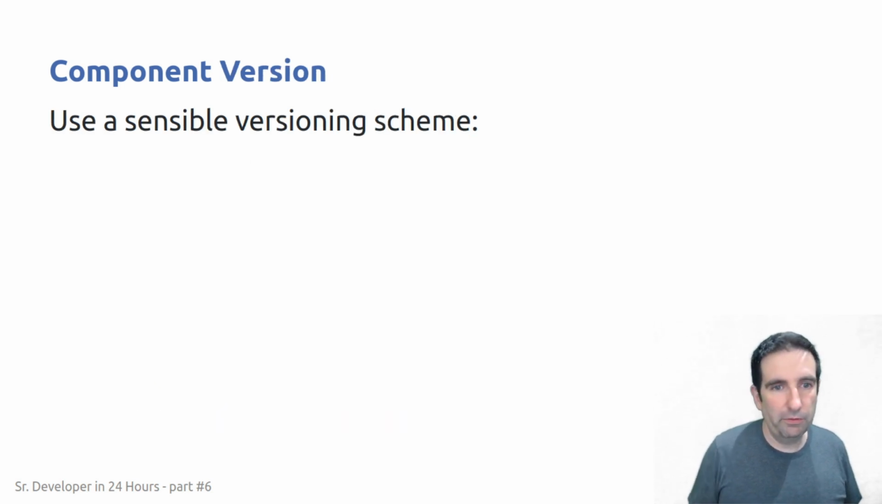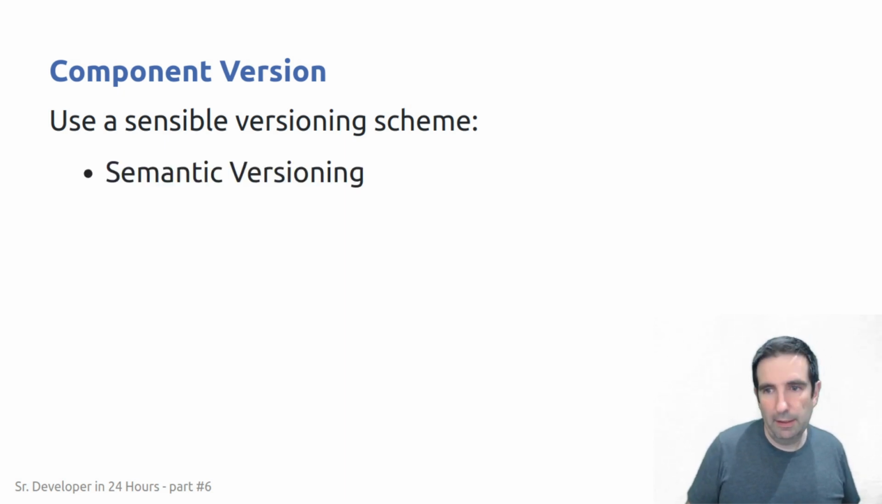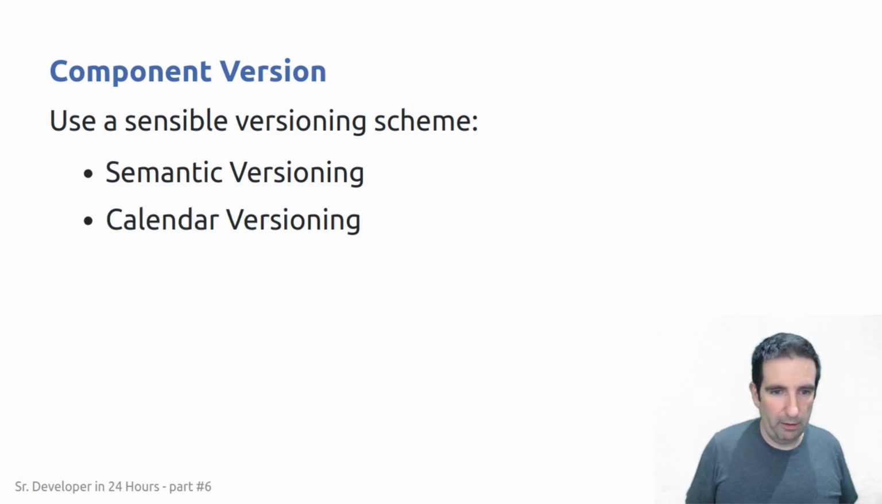All right, now let's talk about versions. We want to use a sensible versioning scheme. And there's two main versioning schemes that are fairly well accepted. One is semantic versioning, and the other one is calendar versioning. So let's take a quick look at each one of those.